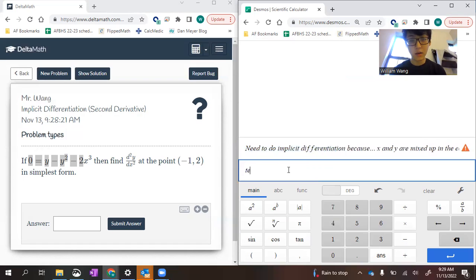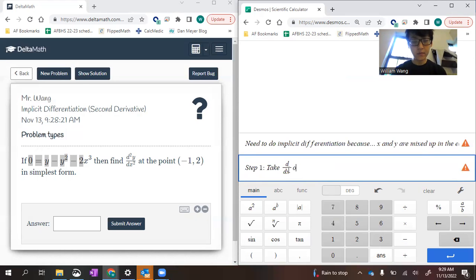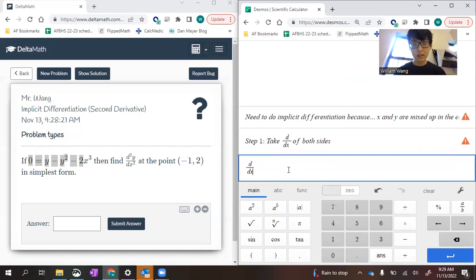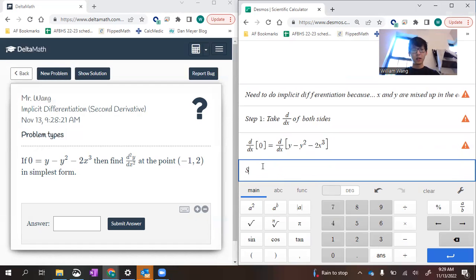Cool, so let's do step 1 of implicit differentiation. Step 1, check your notes if you still don't remember this, but I'm hoping with our practice on the last Delta Math, you do remember this. We're going to take d over dx of both sides. All right, so let's do that. D over dx, first of this left side. The left side is just 0, so d over dx of 0 is equal to d over dx of y minus y squared minus 2x cubed. Cool. Step 2.